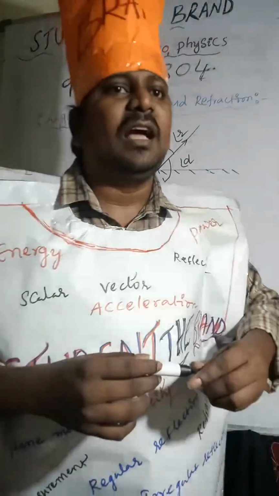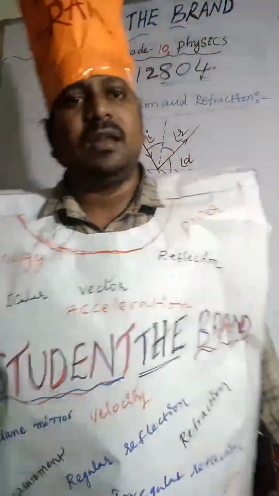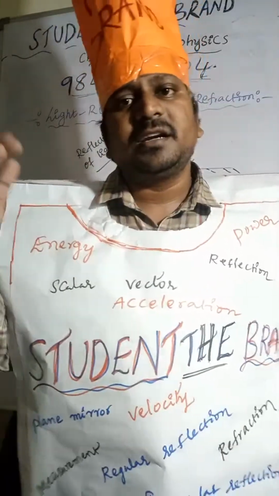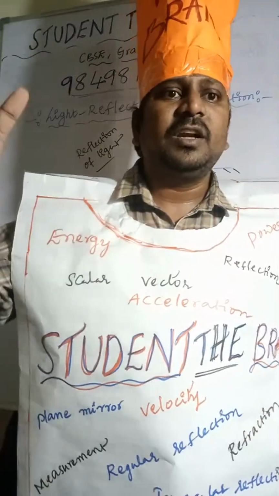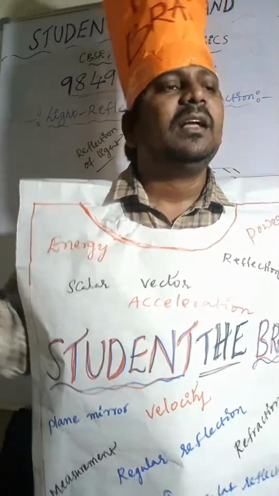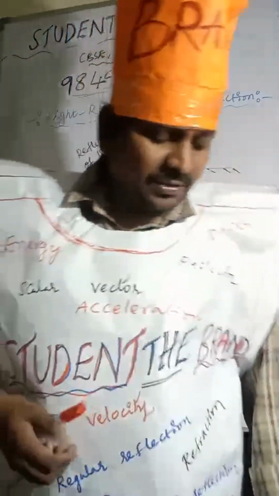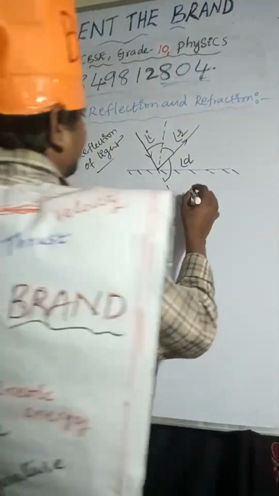Coming to the laws of reflection. The incident ray, reflected ray and normal line lie on the same plane. And the angle of incidence is equal to the angle of reflection.